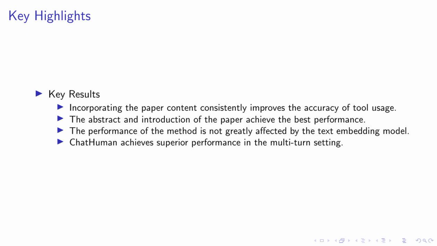Moving on to our key highlights, we've made some significant discoveries. Firstly, we found that incorporating the content of academic papers into our model consistently enhances the accuracy of tool usage. This is a major step forward in our research. Secondly, we discovered that the abstract and introduction sections of these papers are particularly effective. They often contain the most crucial information about the tool's function and potential applications, which greatly aids in improving performance.